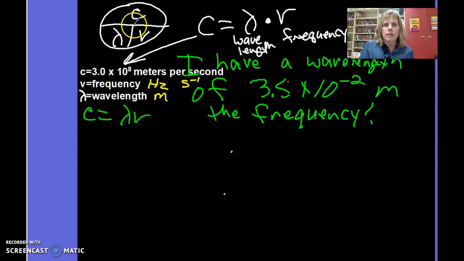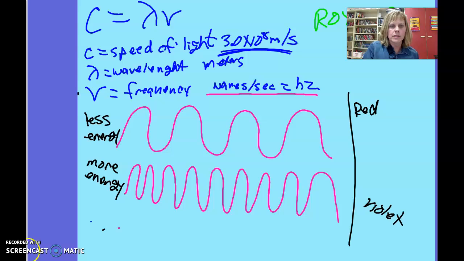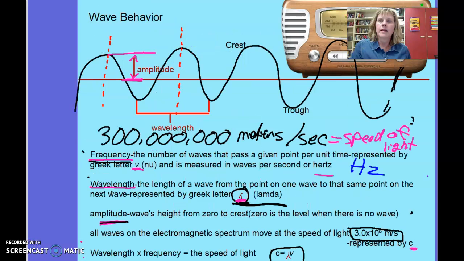You can use this little wheel cheater, but this is the equation. C stands for the speed of light. We always know that number, and if you're given one of these other numbers, it's pretty easy to perform those calculations. Make sure you understand that as wavelength increases, frequency decreases. If frequency increases, wavelength decreases, and I have a nice visual there of that as well.